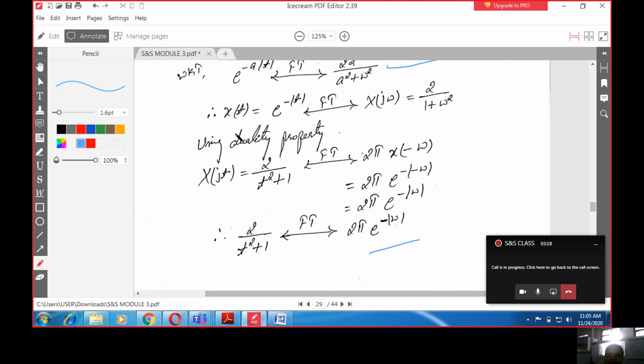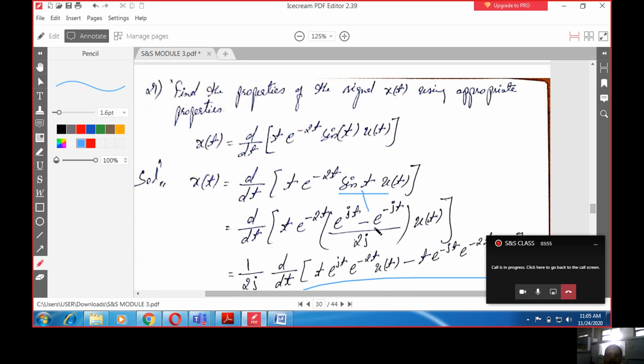Then applying the duality property, I will be getting X(jt) equal to 2 divided by (t² + 1). Therefore, the Fourier transform is going to be 2π x(-ω). Then what is x(-ω)? It's nothing but e^(-|t|), where t is going to be ω. So e^(-|-ω|) I can write as 2π e^(-|ω|). This is the equation you will be getting, that is 2π e^(-|ω|).